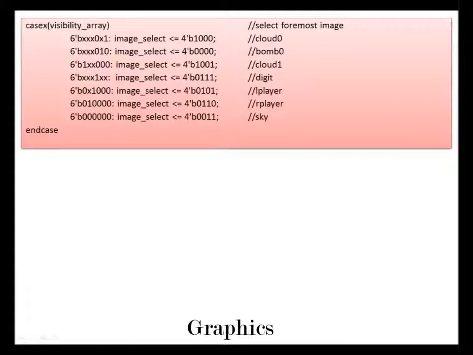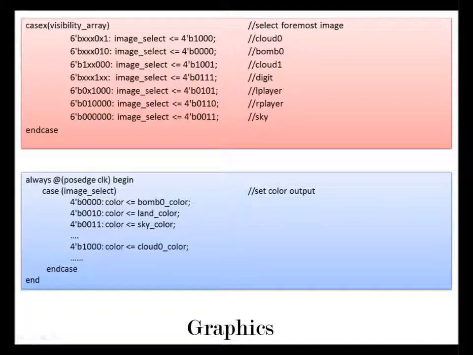Now we go on to the next step. Visibility values for all images are calculated in a similar manner, and a visibility array is obtained. According to the image priorities and image visibility, the foremost image is selected using a case X statement. Once we have the selected image, we simply assign the color output to the color value.